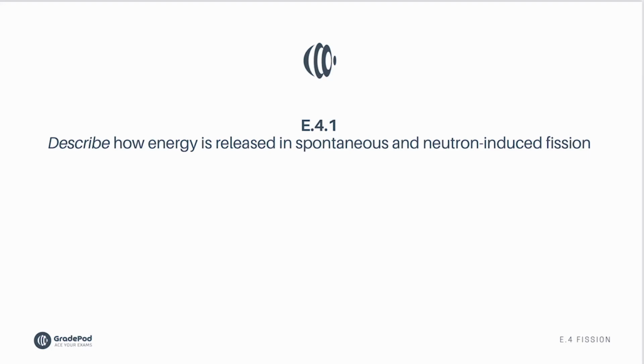As we near the end of IB Physics, we're now going to look at something called nuclear fission, and it really draws upon all of the material we've been learning in previous topics. In particular, it's going to draw upon the mass defect that we discovered in E3. We'll start off our fission topic by looking at two different types of fission, spontaneous and neutron-induced.